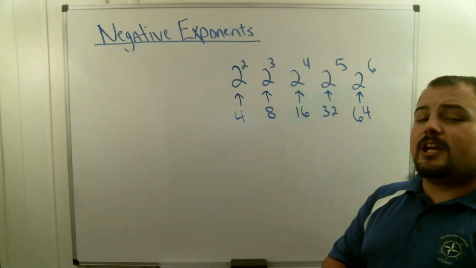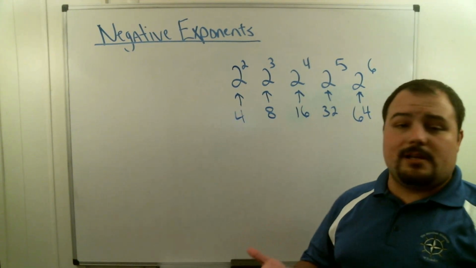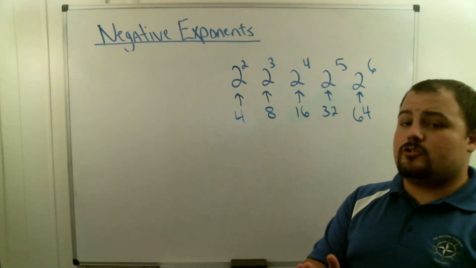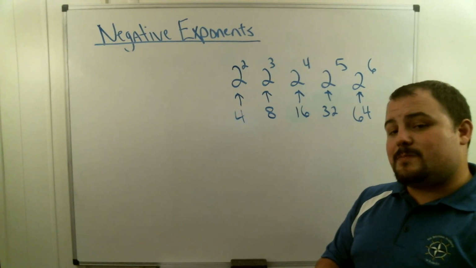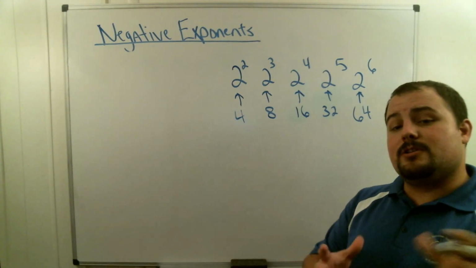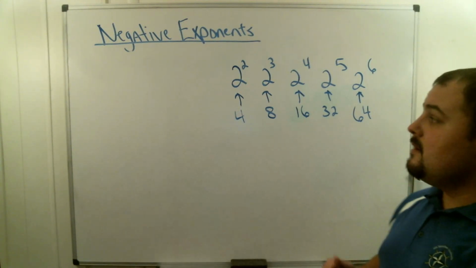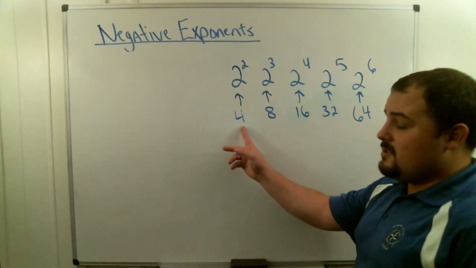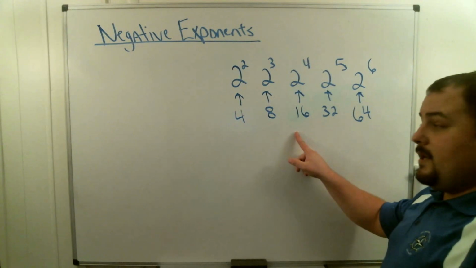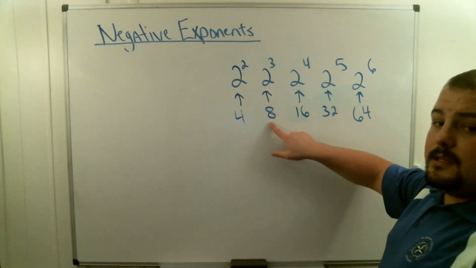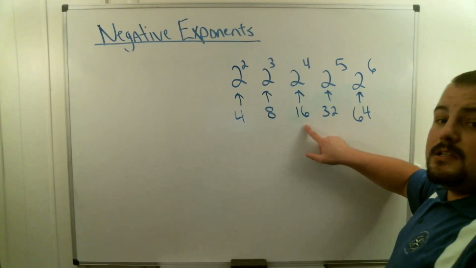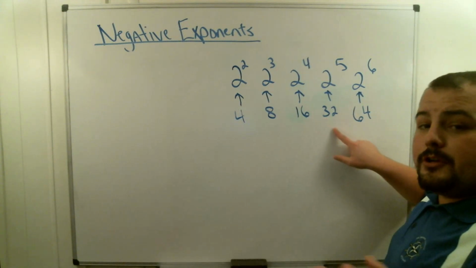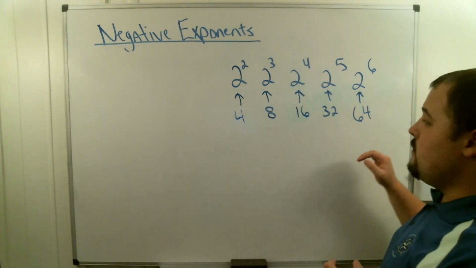Now, I know that you're looking at this and you're probably like, well, that doesn't really explain negative exponents to me. And that is true. But before we get to negative exponents, let me explain to you why a number to the power of 0 is 1. So, if we're going to the right, what's actually happening is numbers are multiplying by 2. 4 times 2 is 8. 8 times 2 is 16. 16 times 2, 32. 32 times 2, 64.